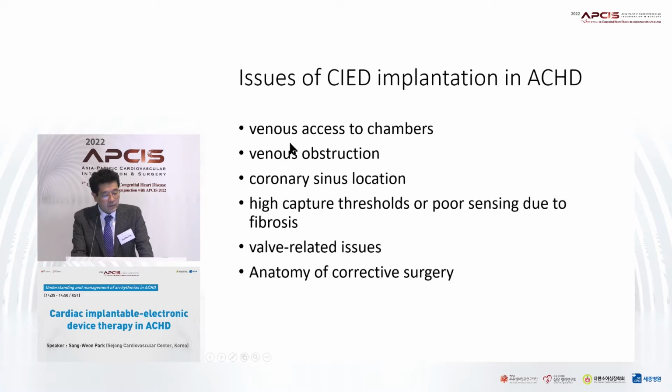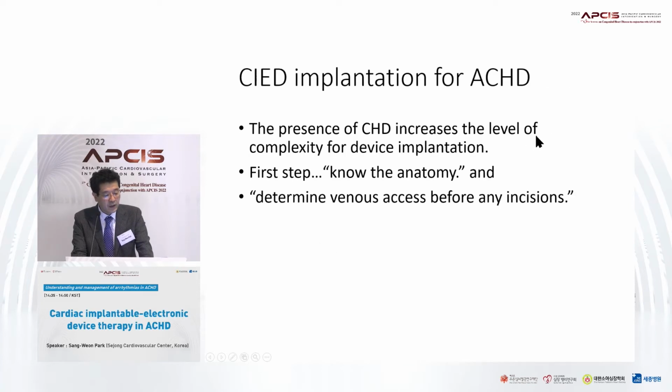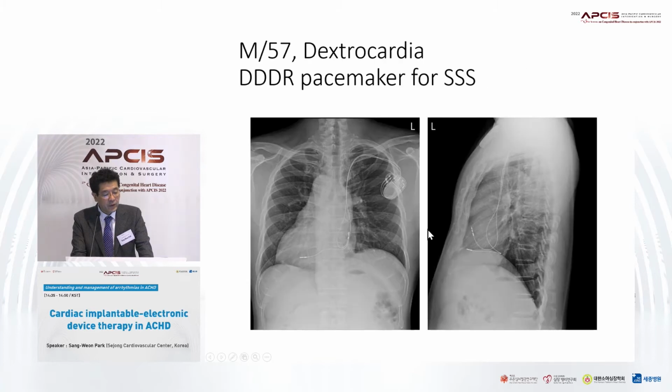Difficult venous access, venous obstruction, coronary sinus location, high capture threshold due to fibrosis, valve-related tissue, and the anatomy of corrective surgery are very important for CIED implantation in congenital heart disease. Knowing the anatomy is the first step, and usually we determine the venous access before any incision. I'd like to show my cases.